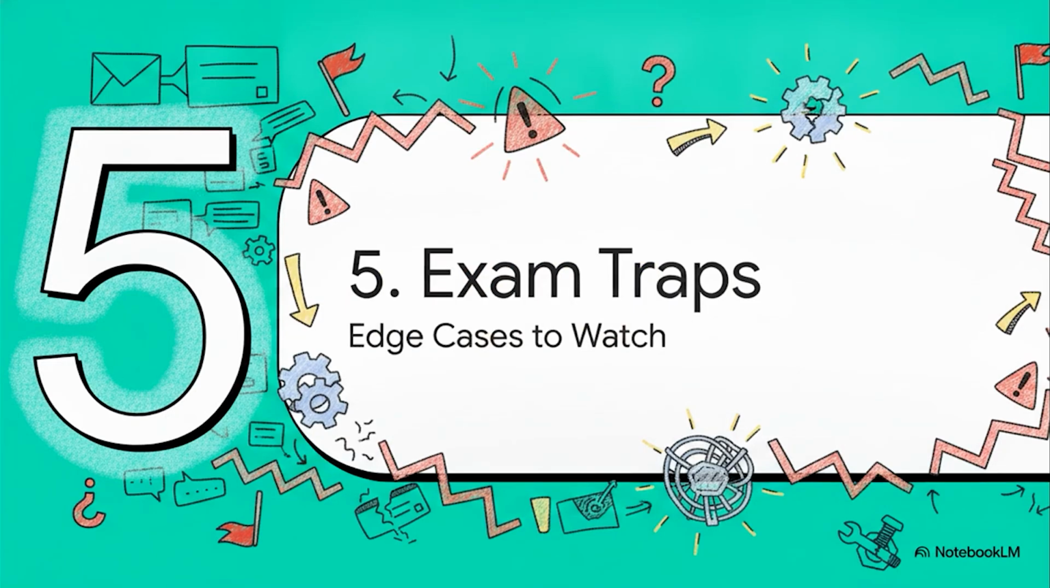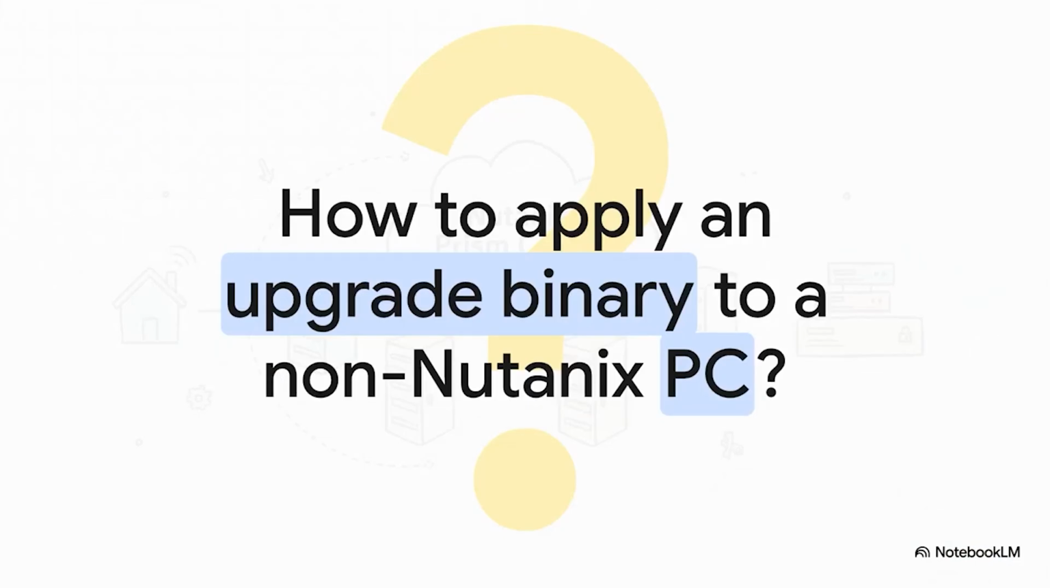Okay, moving to Section 5, common exam traps and tricky edge cases to watch out for. Picture this. You're taking the exam, and you're tasked with upgrading that restrictive non-Nutanix ESXi deployment. You have the upgrade files ready to go. What is the correct supported method to actually apply that binary?